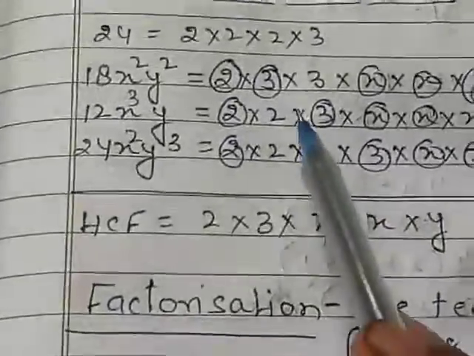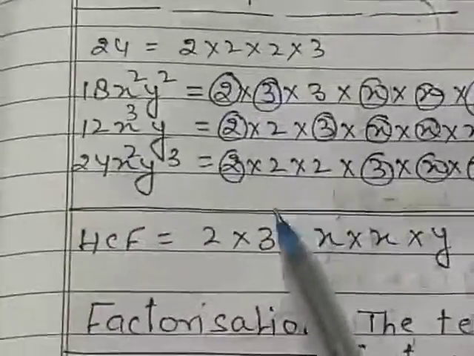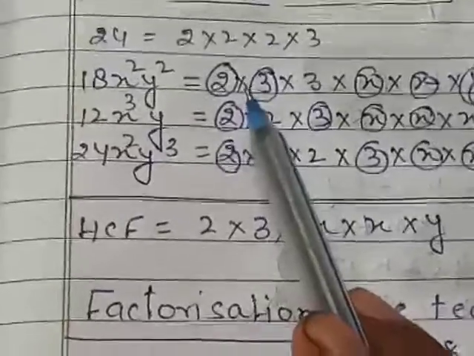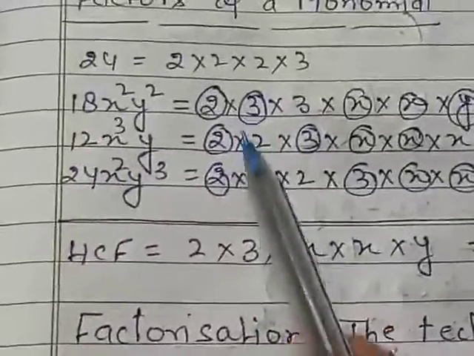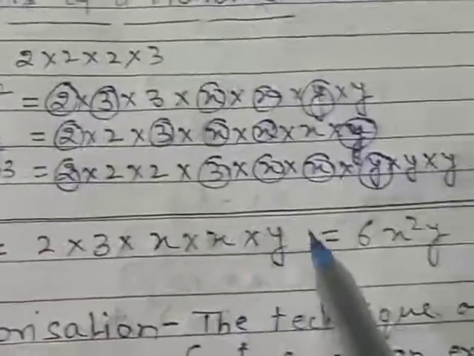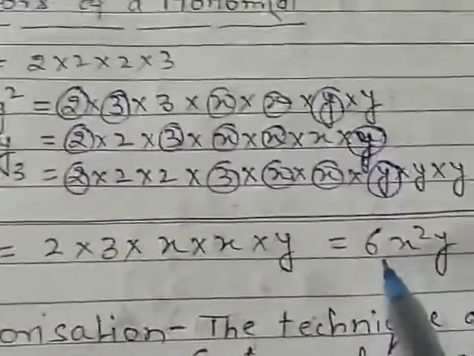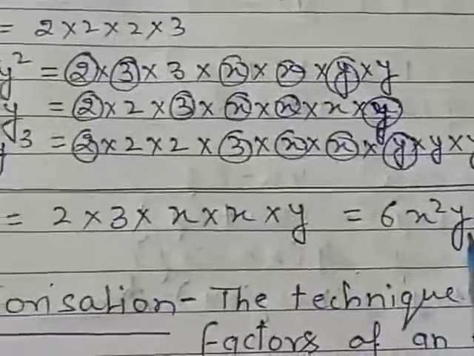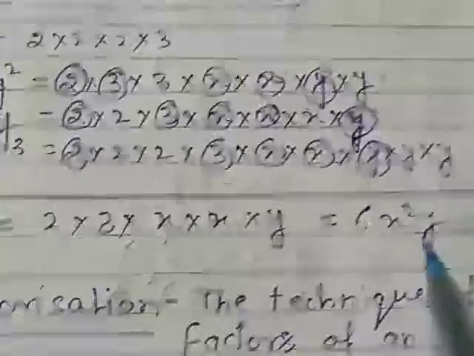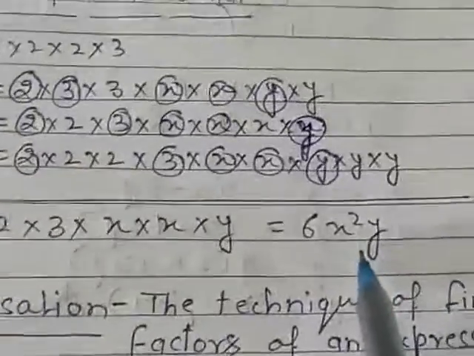Now taking the GCF of all these terms, GCF means the factors common in all the terms, that is 2, 3, x, y. When we multiply all these, we get 6x square y. Here we follow the GCF method. We factorize the given questions.